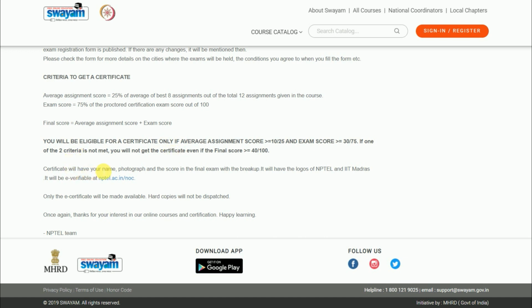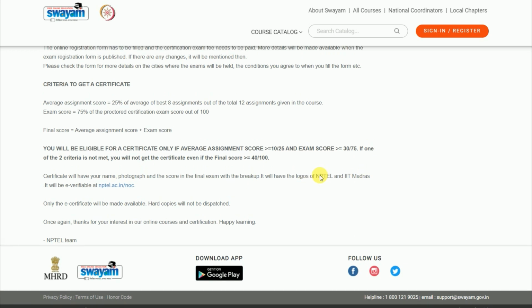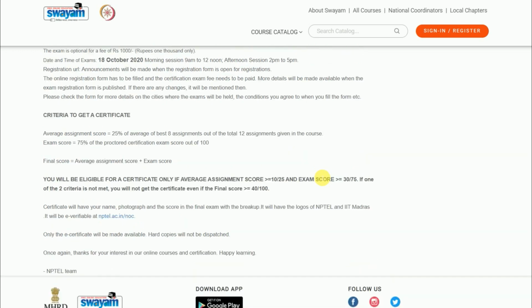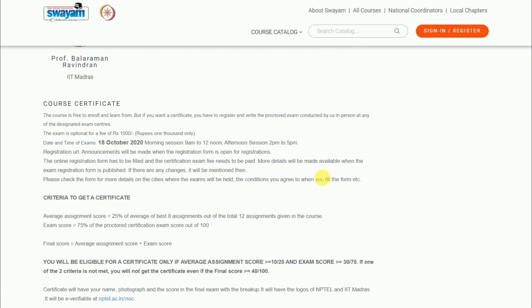And the certificate will have your name, your photograph, and your score, which you will get in the final exam, and the logo of NPTEL and also IIT Madras. So that is again a good thing. It will add value to your resume if you put this certificate in your resume.